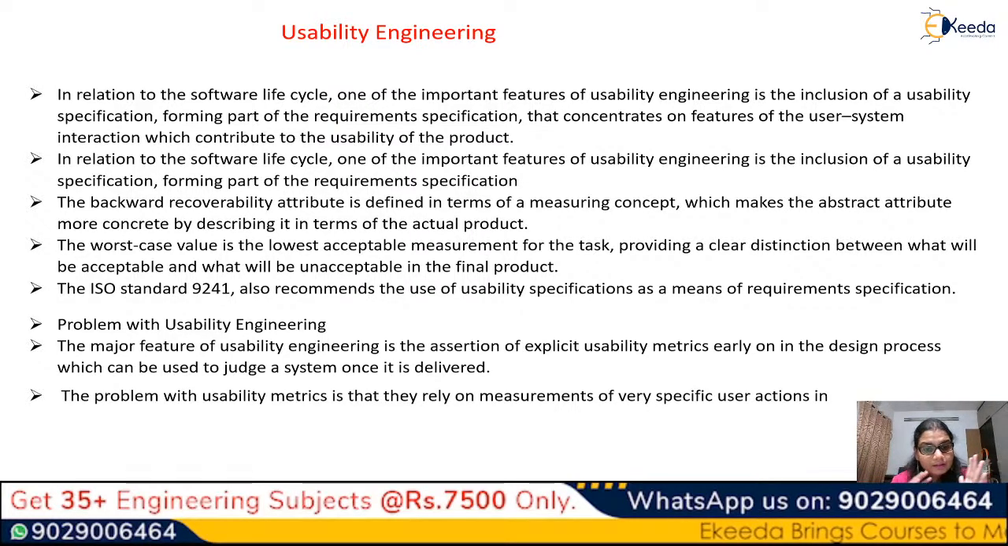But when it's time to deliver it, to implement the system at the user's place and let the user use it, when they give their feedback and comments, that time we know what happened and what they wanted. Now, the problem with usability metrics is that they rely on the measurement of very specific user actions. Like, I don't want the mouse. I don't want the click. I just want to use only the keyboard. So there should be a facility to use my keyboard rather than the mouse. So your designer should provide me this if I give you the remark.